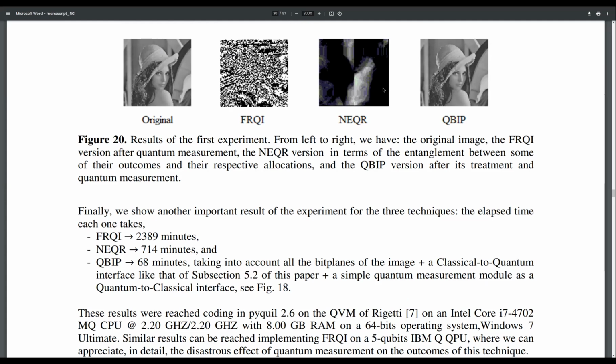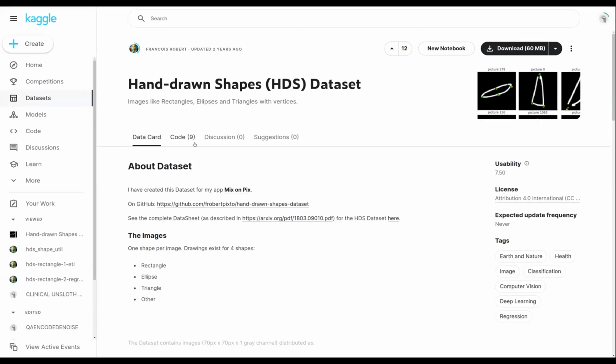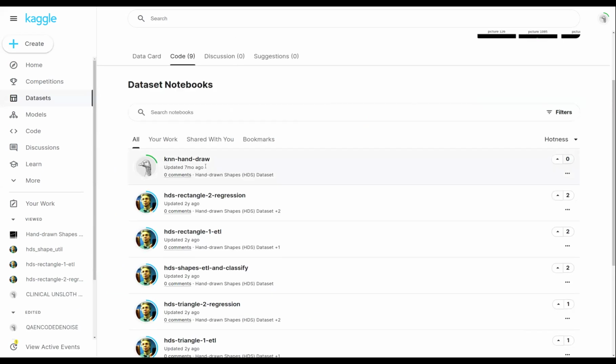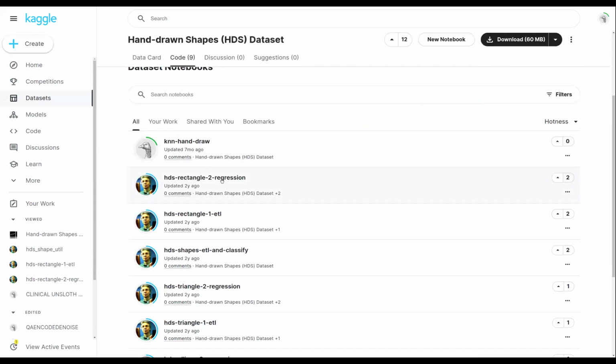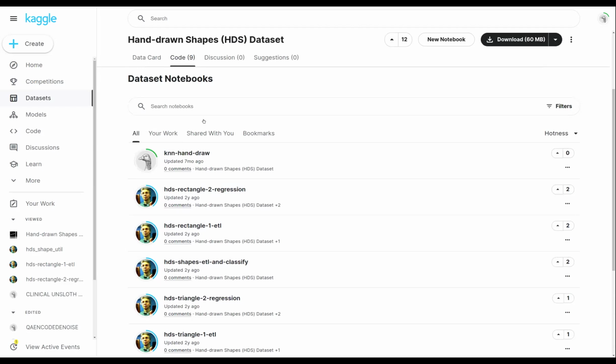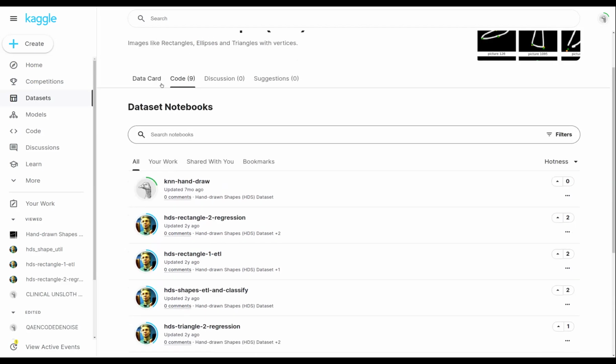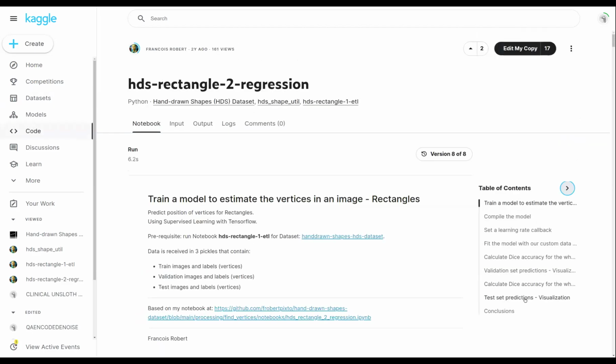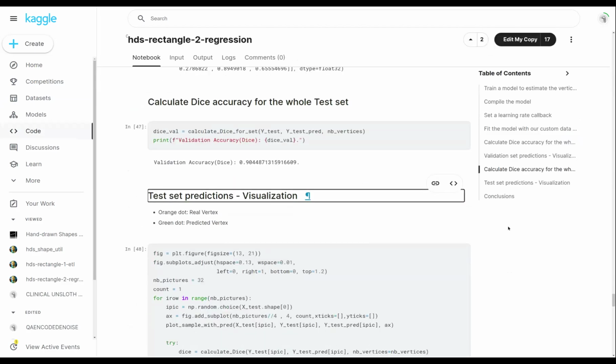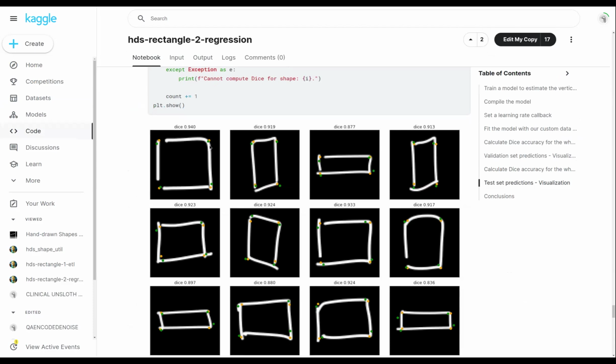Another thing I had to say was that I went to the actual dataset. I went to the code section. The person who made the dataset published a lot of notebooks on how we could utilize the dataset for various tasks. We are doing corner detection, and corner detection could be represented as a regression problem. So I went to the regression notebook, and these dots, if you can see, are the detected corners. Our main goal would be to get these corners.